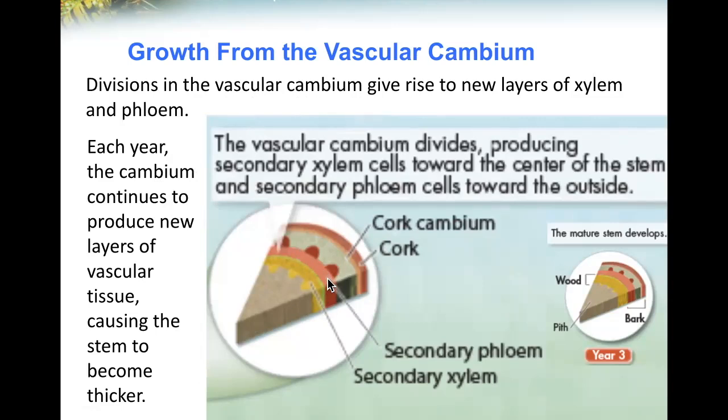This is the secondary phloem getting thicker. And on the outside, the cork cambium has created cork, bark. And secondary xylem is also forming on the inside. The vascular cambium divides, producing secondary xylem cells toward the center of the stem and secondary phloem cells toward the outside. And the mature stem develops. This inside portion of the xylem becomes wood, and the outside portion, this outside cork, becomes bark in year 3. And this continues, making the wood wider and the bark thicker.